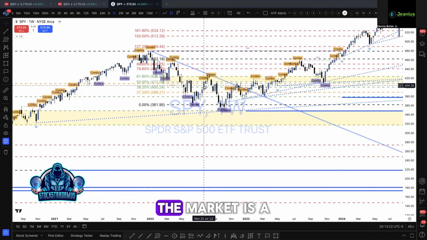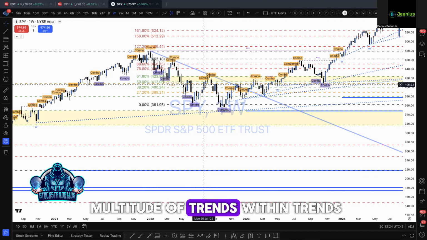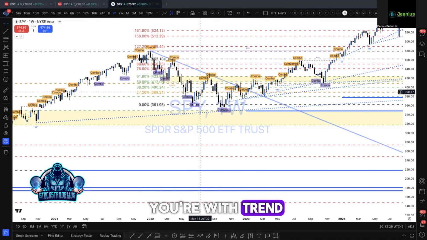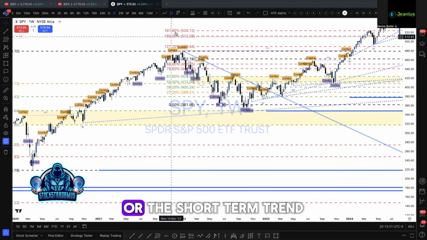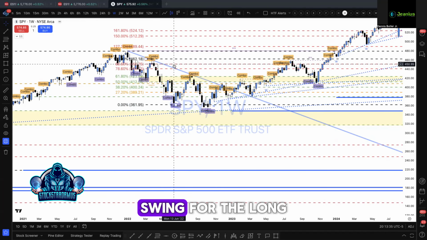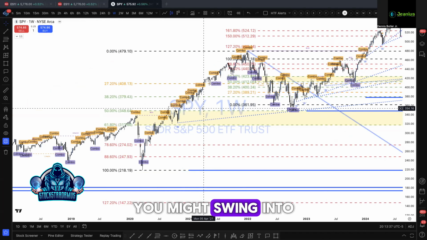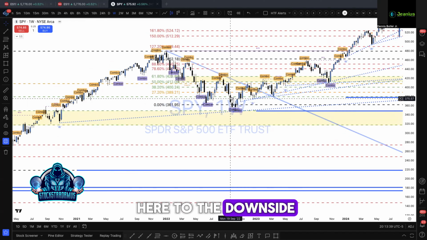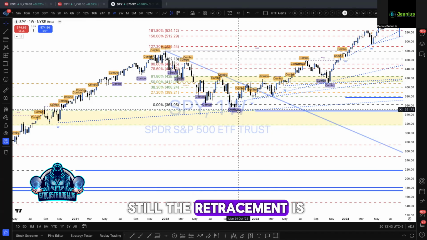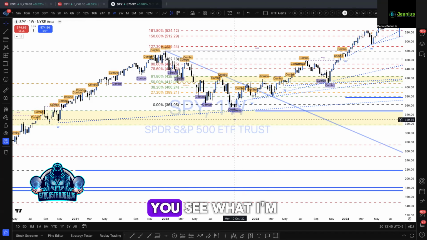But remember, the market is a multitude of trends within trends within trends within trends. So as long as you're with the trend, whether that's the long-term trend or the short-term trend, as long as you know what direction you're in, you're not going to swing for the long-term to the downside. You might swing into here to the downside, but you ain't going no further than that, if your bias is still that the retracement is coming here. You see what I'm saying?